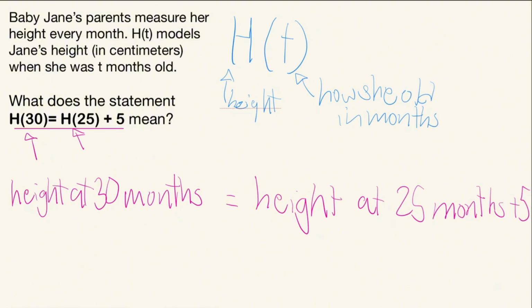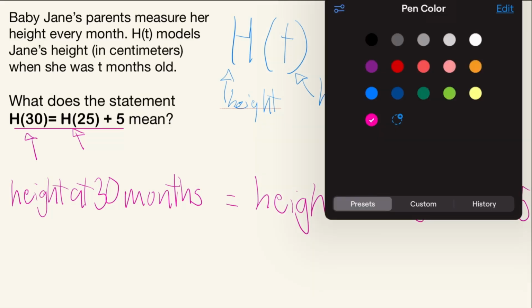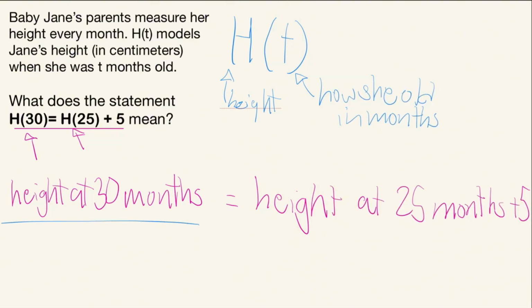So, what does this tell us? So, this tells us that her height at 30 months is the same as her height at 25 months, but she's grown 5 centimeters. Meaning that from what her height was at 25 months, she's grown 5 centimeters. And that would be equal to how tall she was at 30 months.